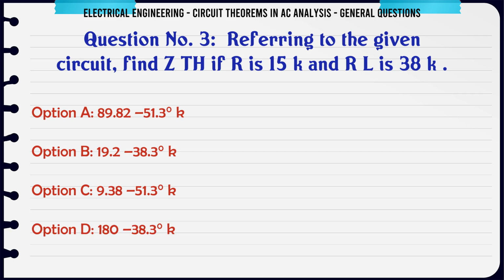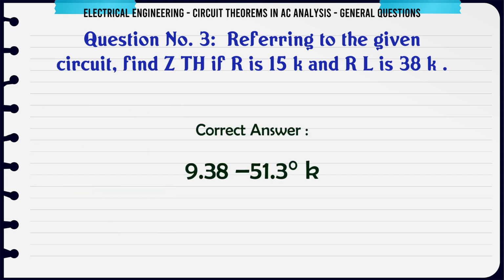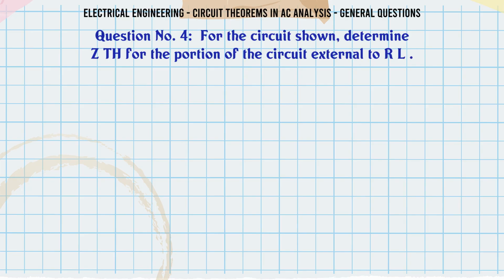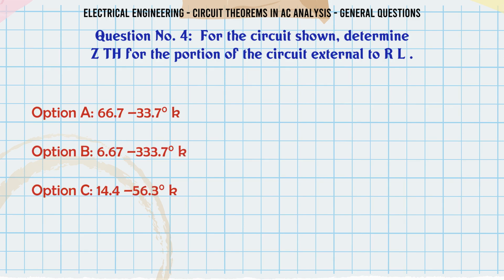Referring to the given circuit, find Z at if R is 15K and RL is 38K. A: 89.82∠51.3° K. B: 19.2∠38.3° K. C: 9.38∠51.3° K. D: 180.3∠8.3° K. The correct answer is 9.38∠51.3° K.